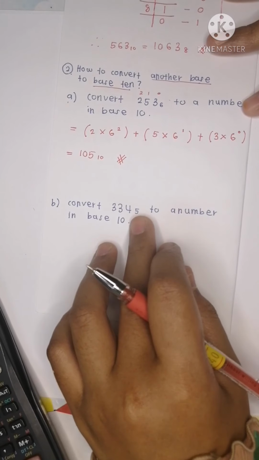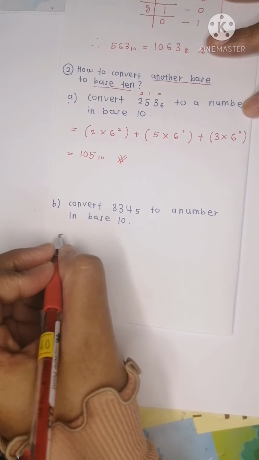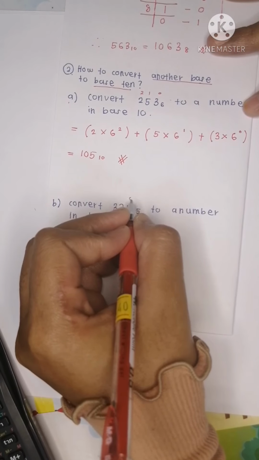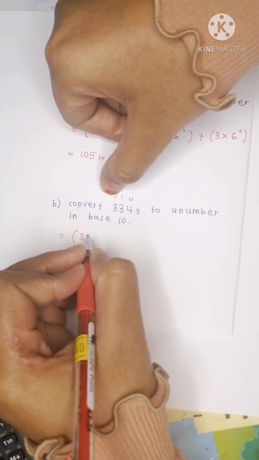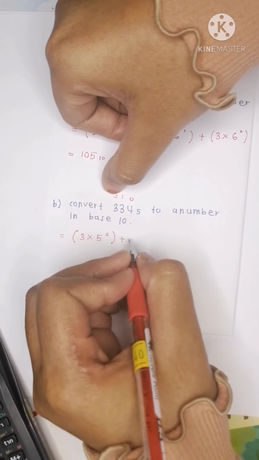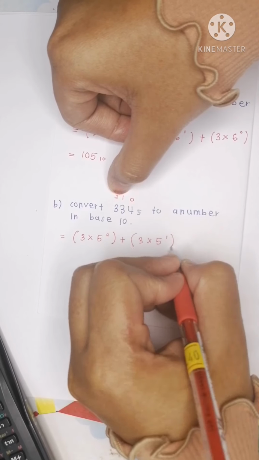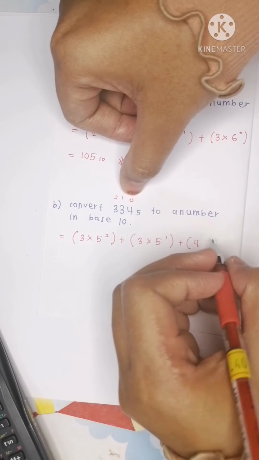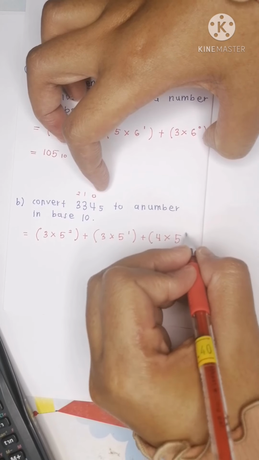Now look at B. Convert 334 base 5 to a number in base 10. So same as in A. This is base 5, so you need to write the positions of each digit: 0, 1 and 2. Now 3 multiply with the base 5 to the power of 2, which is the position of the digit, plus 3 multiply with base 5 to the power of 1, and then plus 4 multiply with 5 to the power of 0.